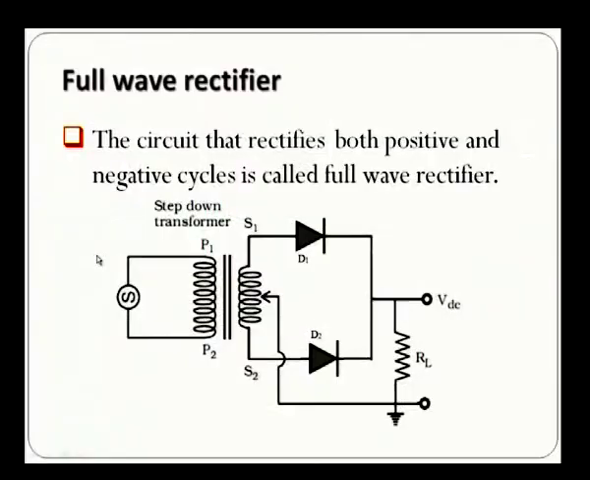And what is the other rectifier? Is it possible to convert the negative part also to appear on the output side? Let us learn the concept of full wave rectifier. Let us have a look at the diagram to learn the full wave rectifier. The circuit that rectifies both positive and negative cycles is called a full wave rectifier.